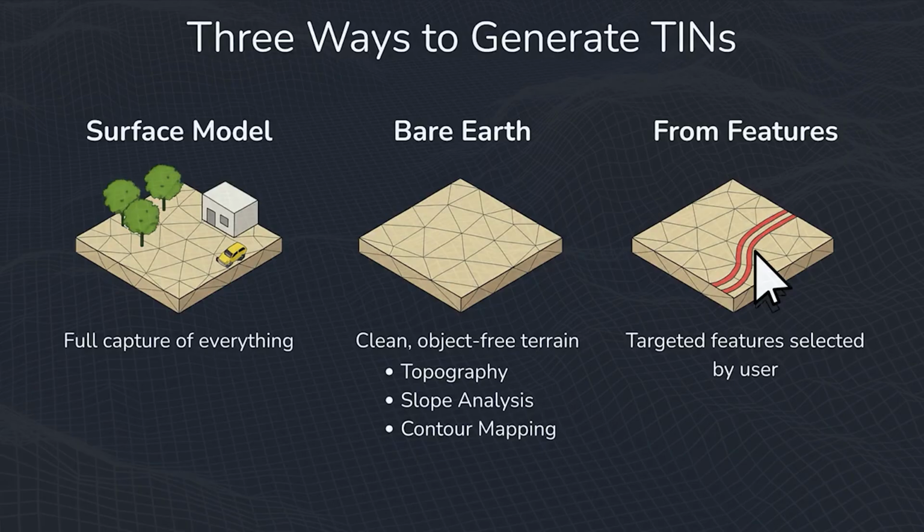Next is bare earth. This creates a TIN from the bare earth model, excluding trees, vehicles, and structures. It's ideal for clean topography, slope analysis, and contour mapping.